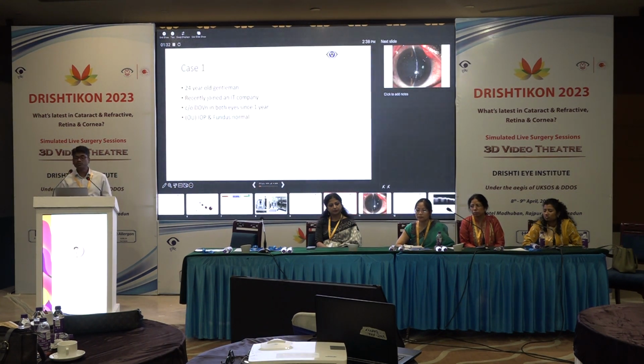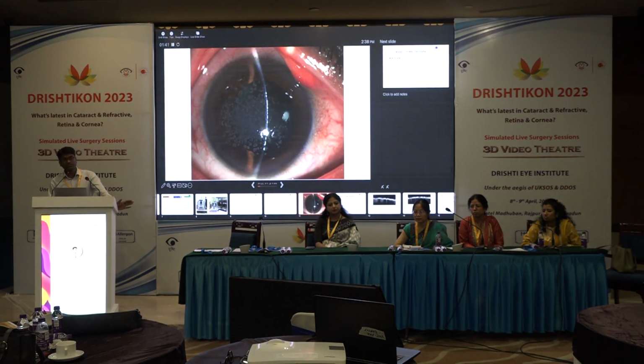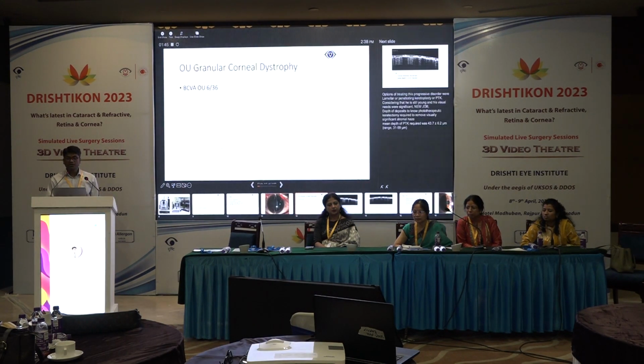So I'll just take you through a few cases. This was a 24-year-old gentleman, and he had dimness of vision in both eyes for 1 year. He has recently joined an IT company, and this is what his cornea looked like. So this is typical granular dystrophy of the superficial variant. You can see BCVA 6/36.